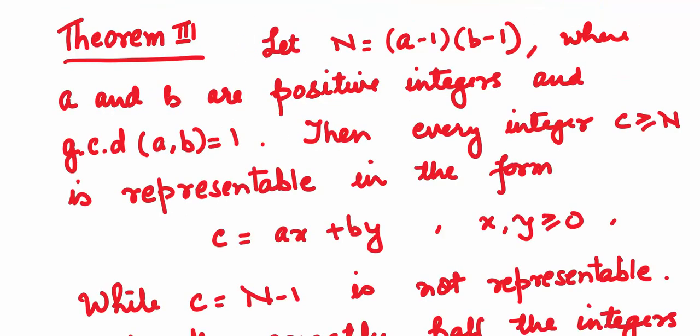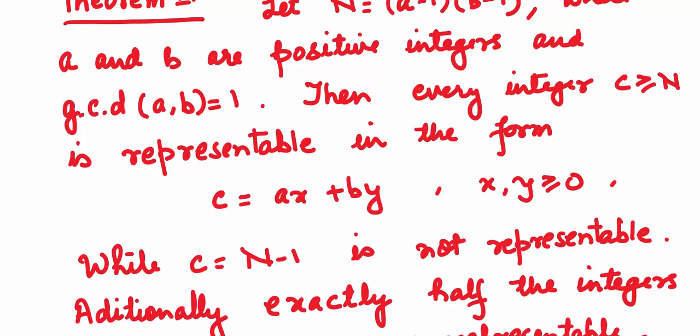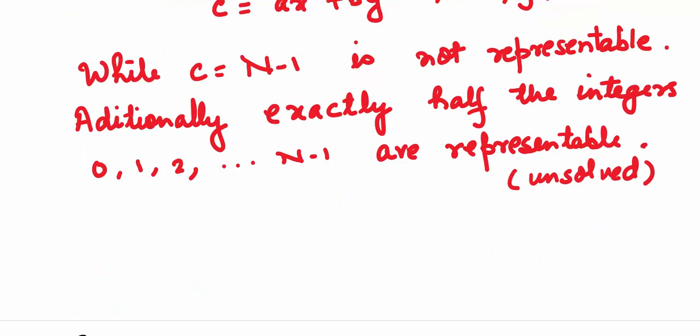The third theorem: let capital N be (A minus 1)(B minus 1), where A and B are positive integers and they are relatively prime. Then every integer C which is greater than or equal to N is representable in the form C equals AX plus BY, where X and Y are greater than or equal to 0, while C equal to N minus 1 is not representable. Additionally, exactly half of the integers 0, 1, 2, ..., N minus 1 are representable. But this has still not been proved.